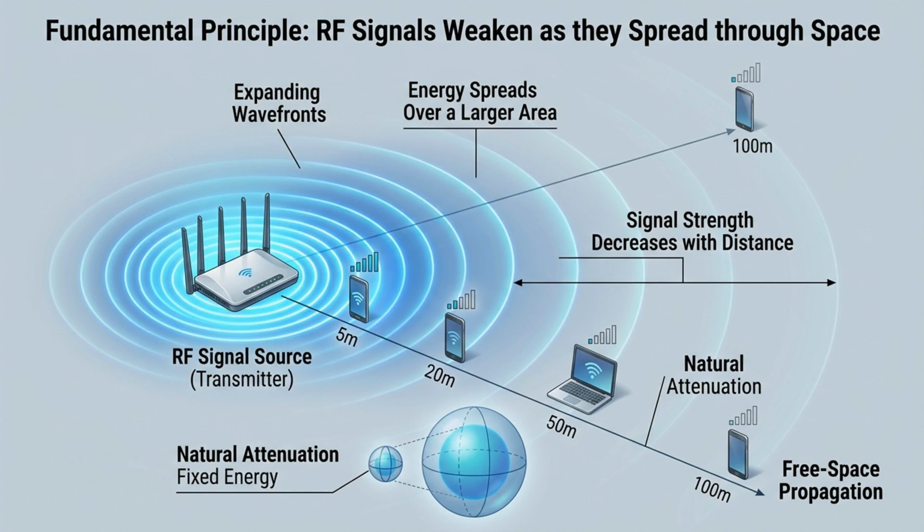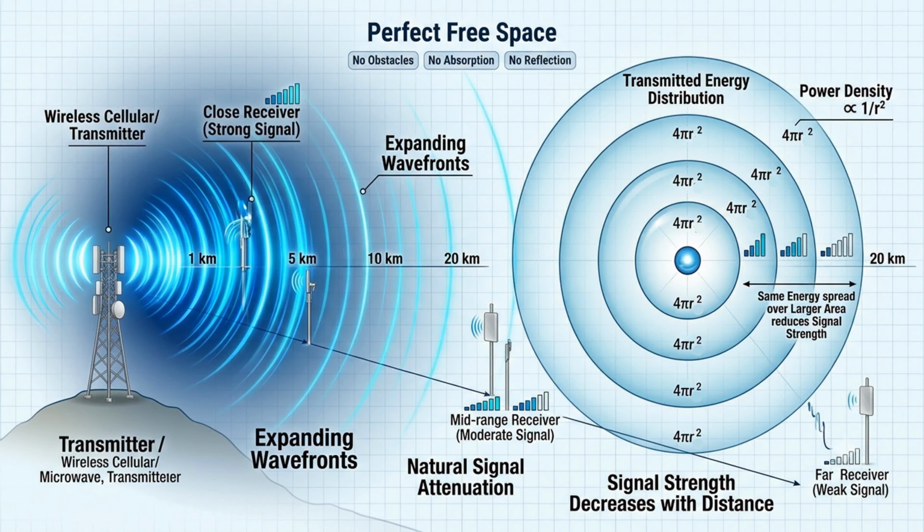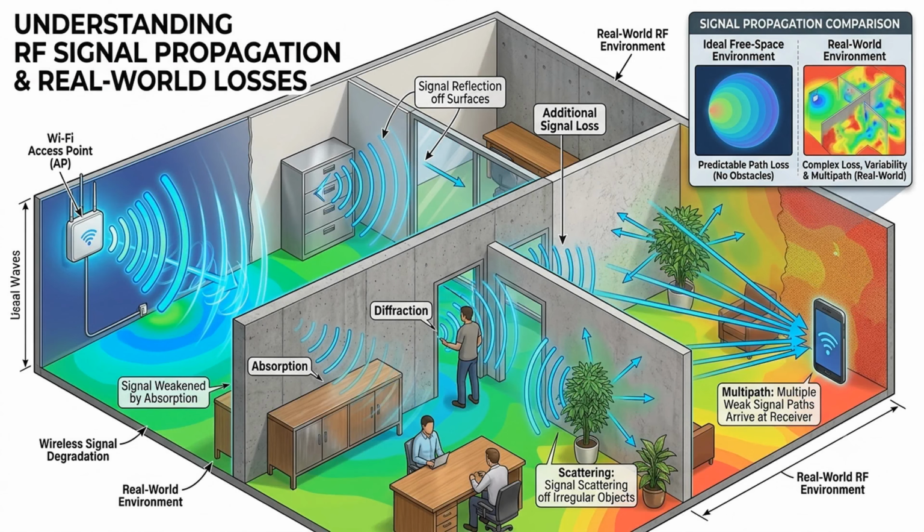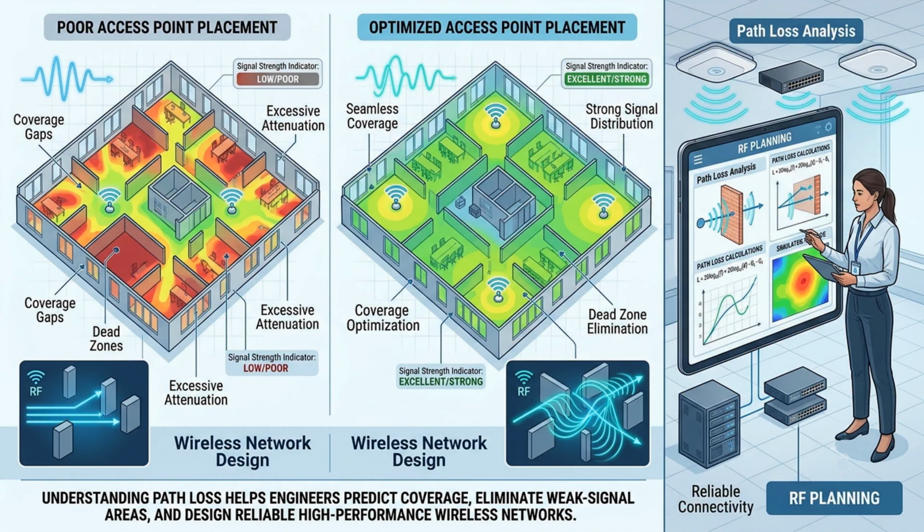Key takeaways: RF signals weaken naturally as they spread through space. Signal attenuation occurs even in perfect free space conditions. Higher frequencies experience greater propagation loss than lower frequencies. Real-world environments introduce additional losses through absorption, reflection, diffraction, scattering and multipath. Understanding path loss is essential for designing reliable wireless networks and optimizing access point placement.